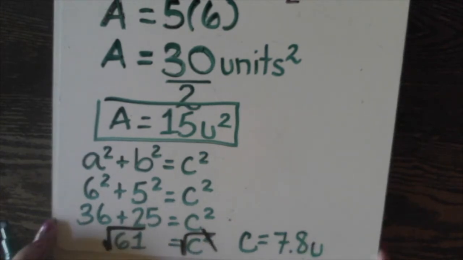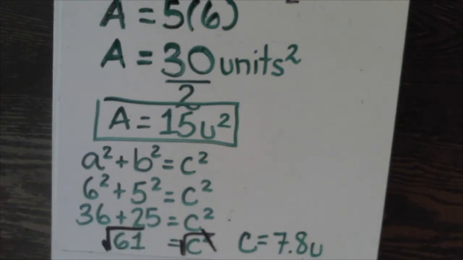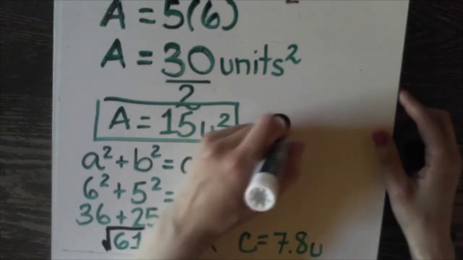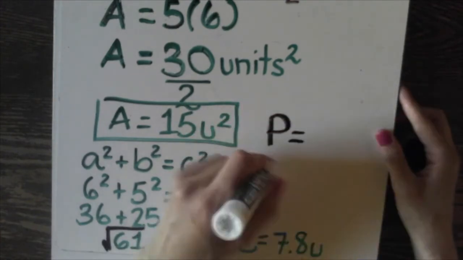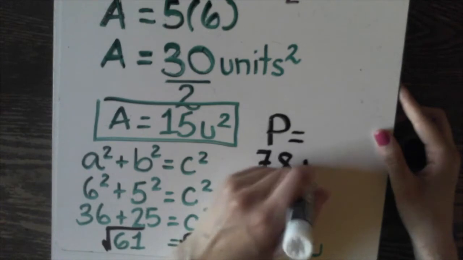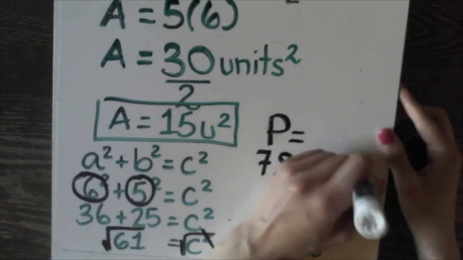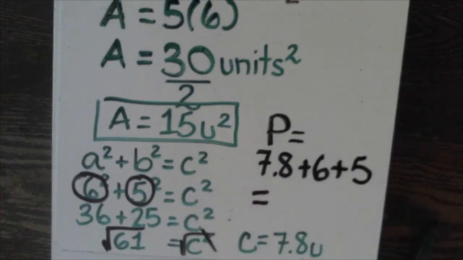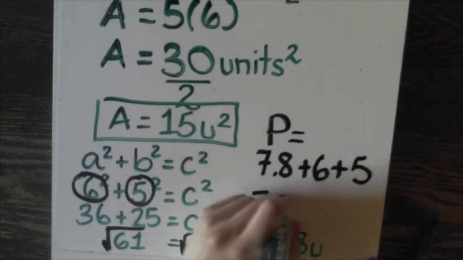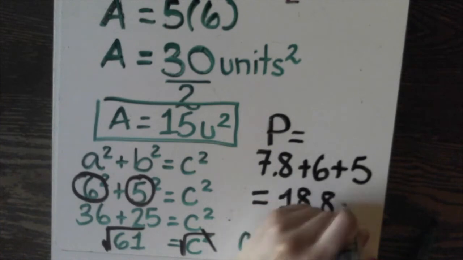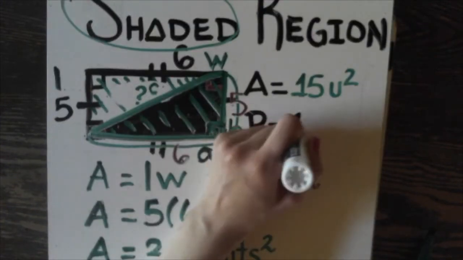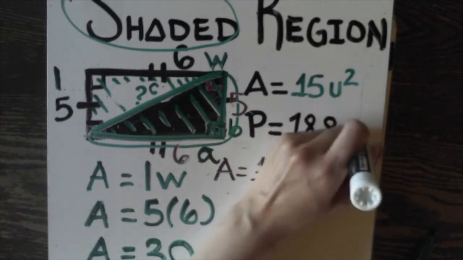Knowing the value of my hypotenuse, I can finally find the perimeter. My perimeter is going to be 7.8 plus each of the legs, 6 and 5. 7.8 plus 6 plus 5 is equal to 18.8 units. That was a lot of work.